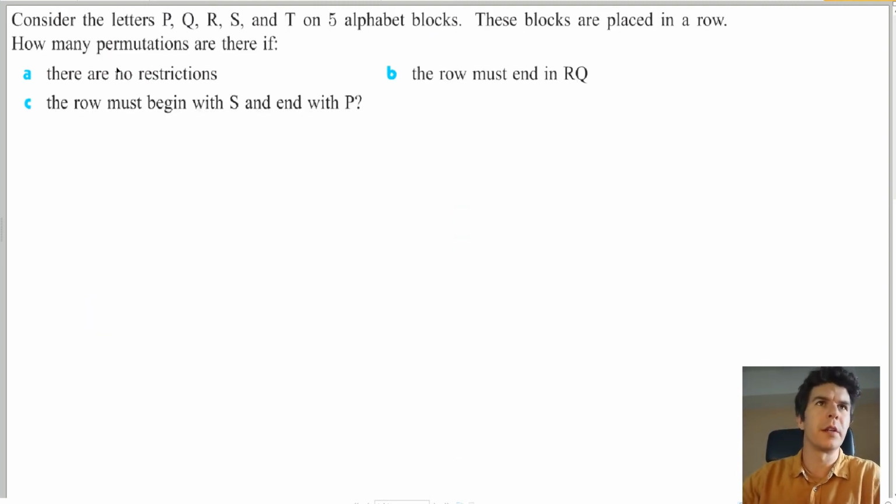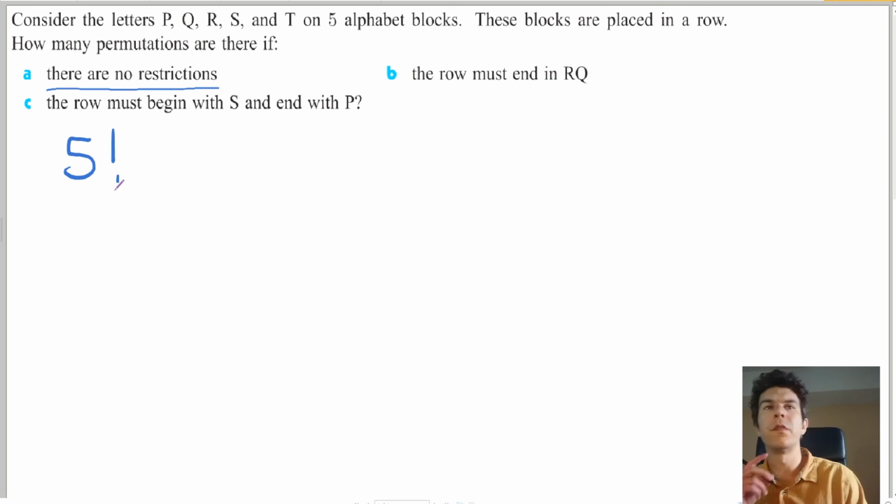Moving on to the third question. We have the letters P, Q, R, S, T on, I guess these are like Scrabble blocks. How many permutations will there be? So first, no restrictions. That's just 5 objects in order, 5 factorial.